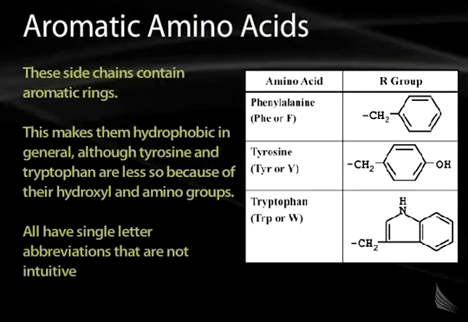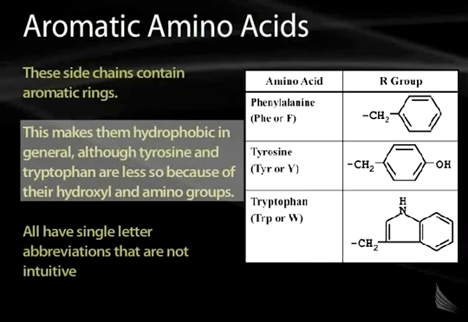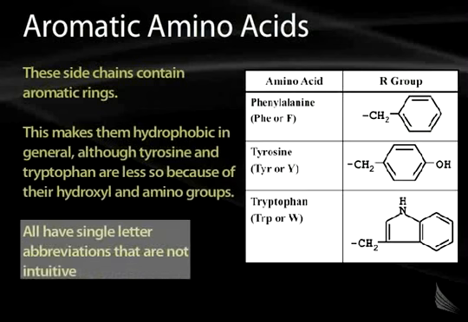The second category of amino acids is the aromatic amino acids. These are amino acids which contain some form of benzene ring in their side chain. This makes them hydrophobic in general, although two of them, tryptophan and tyrosine, are made less hydrophobic by their hydroxyl or amino groups, as you can see in the structures to the right. Now, the unique feature of the aromatic amino acids that maybe will help you remember them is that they have non-intuitive single-letter codes. For example, phenylalanine is abbreviated F, tyrosine is abbreviated Y, and tryptophan is abbreviated W.